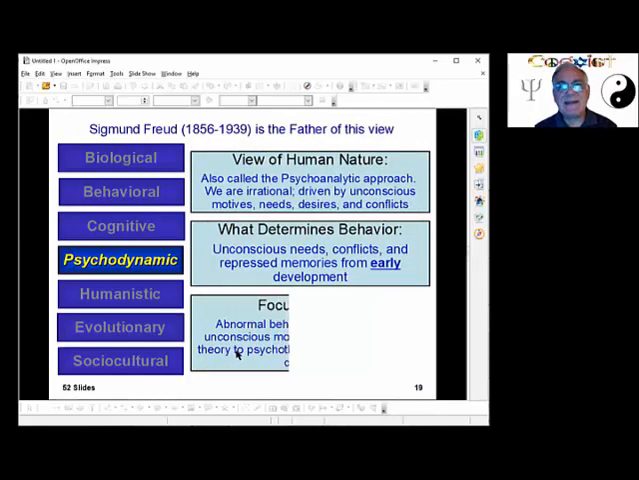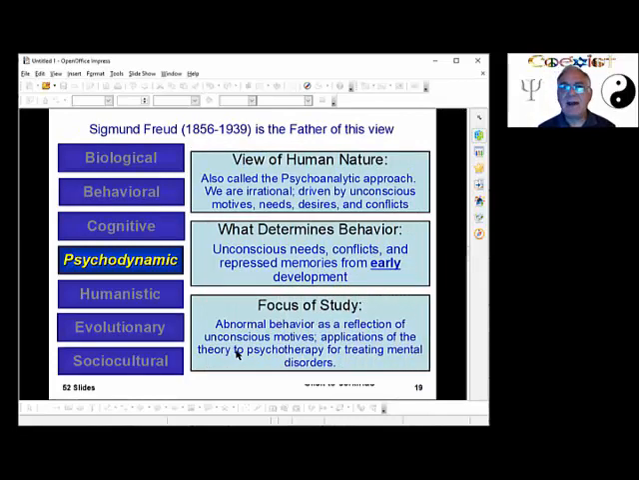The psychodynamic group is Freud's group. Sigmund Freud was born in 1856. He died in 1939. He's the father of the psychodynamic group. The view of human nature for these people is also called the Psychoanalytic Approach. We are irrational people. Human beings are not rational. We are driven by unconscious motives. We don't even know why we do things sometimes. We have needs that we don't even recognize that drive us. We have desires and conflicts sometimes that we don't even recognize.